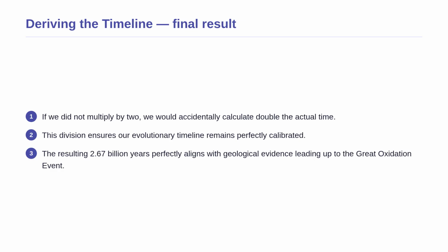Concluding our derivation, we can see why that division is absolutely critical. If we did not multiply the mutation rate by 2, we would accidentally calculate double the actual time elapsed. This step ensures our evolutionary timeline remains perfectly calibrated. The resulting 2.67 billion years tells us exactly when oxygenic photosynthesis innovated. Beautifully, this date perfectly aligns with the geological evidence leading up to the Great Oxidation Event, showing how molecular biology and geology can independently verify the exact same evolutionary milestone.